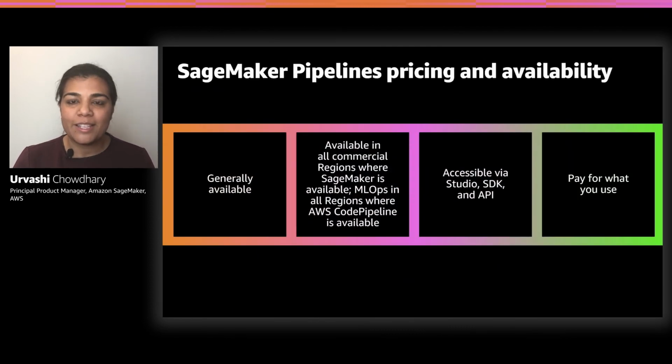Amazon SageMaker Pipelines is generally available in all the AWS commercial regions where Amazon SageMaker is available. The ML Ops capabilities are available in all regions where AWS Code Pipeline is available. You can use Amazon SageMaker Pipelines through Amazon SageMaker Studio or the SDK, as well as through the CLI and APIs. Lastly, you only pay for what you use. There's no additional cost to building and creating pipelines. You only pay for the SageMaker resources that you use and the AWS CI/CD services that you use when you're using Amazon SageMaker Pipelines.